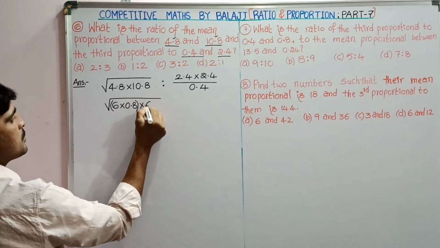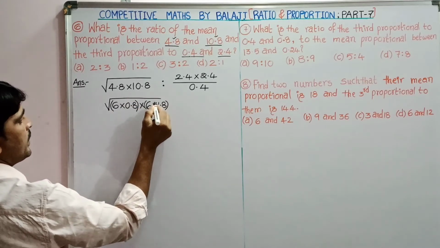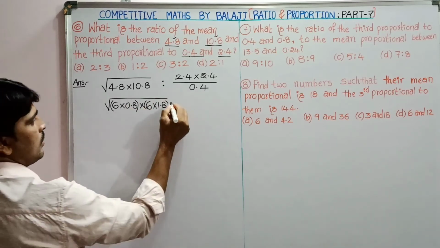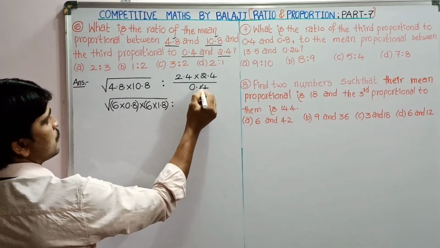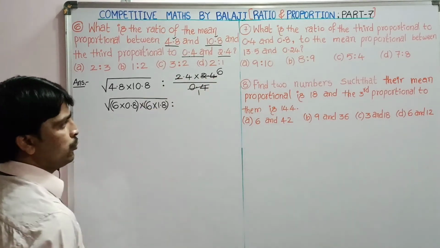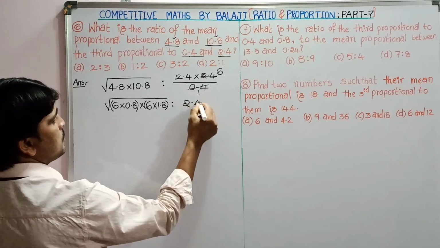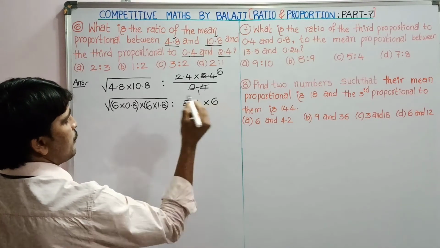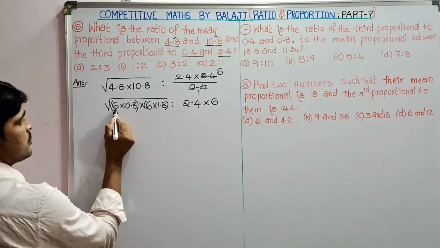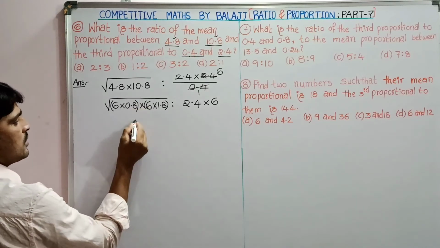And 10.8 can be split as 6 into 1.8. 6 times 1.8 is 10.8. So 0.4 ones are 0.4, 6 4s are 2.4. Again, in the second term of the ratio, we have 2.4 into 6, that is 6 into 6, which is 6 square. Under root of 6 square is 6.